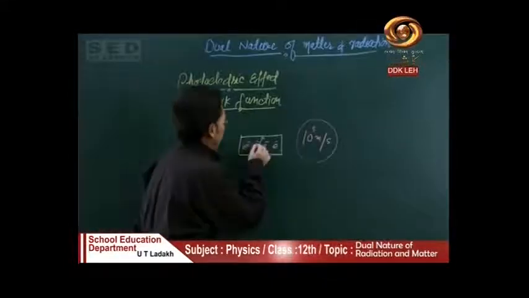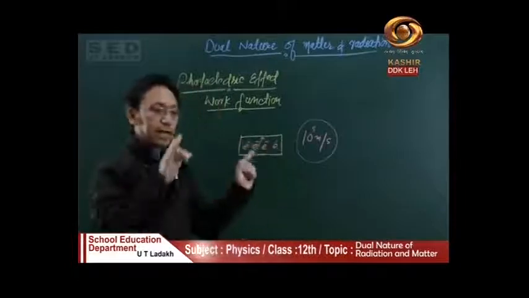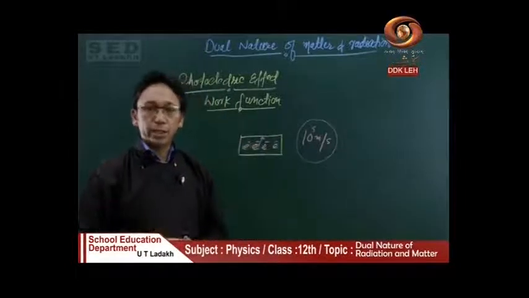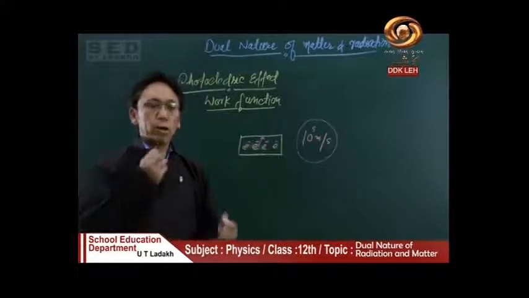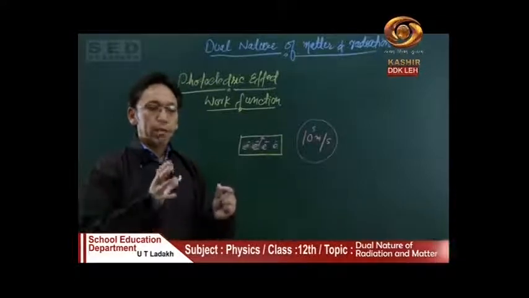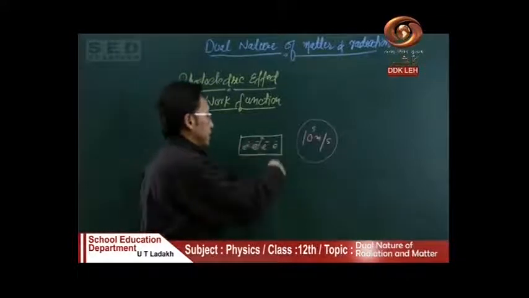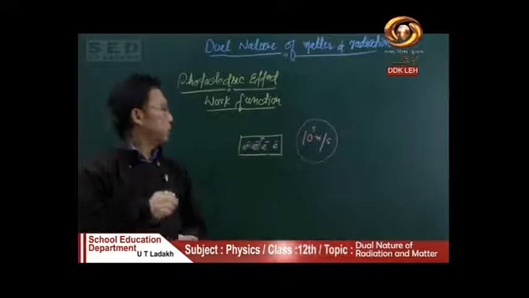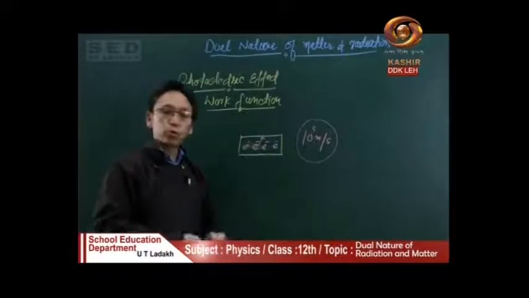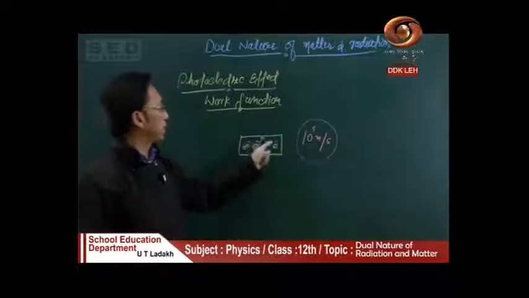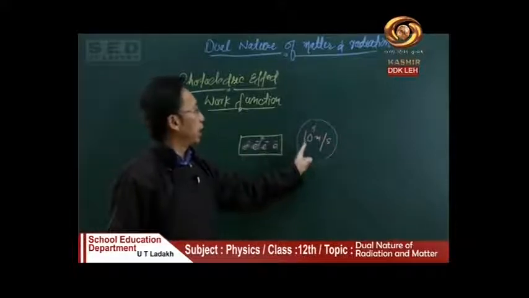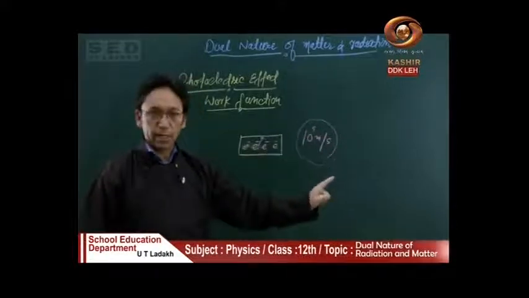So all the electrons are bound inside the metal conductor with an energy. We can say they are bound inside the metal with some energy which does not allow the electron to move out of the metal surface, even though they have a velocity of 10 to the power 5 meter per second.